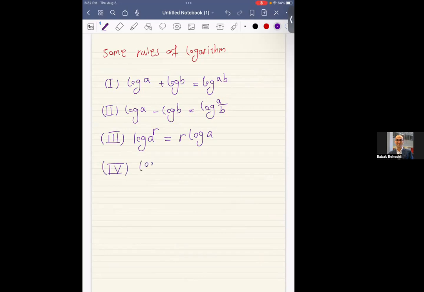In particular, when r is minus 1, this is a special case of the third rule, but I just write it anyway. So log of 1 over a is equal to minus log a, because 1 over a is a to the power minus 1, right? These rules are very helpful, in particular when you want to solve logarithmic equations.